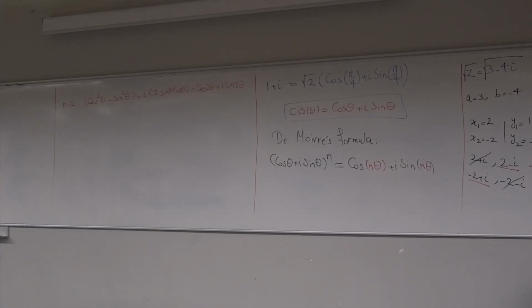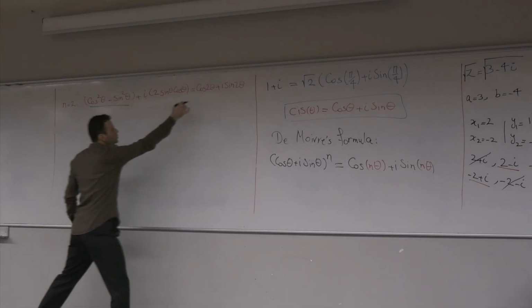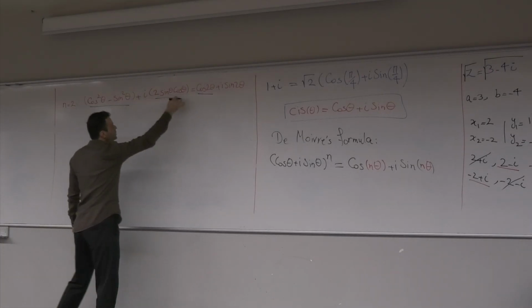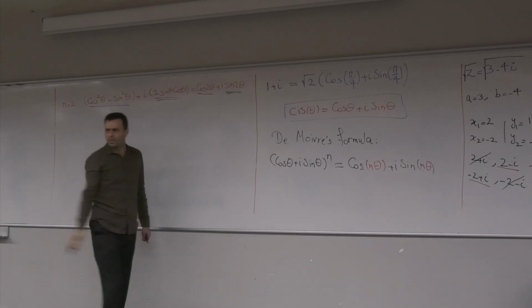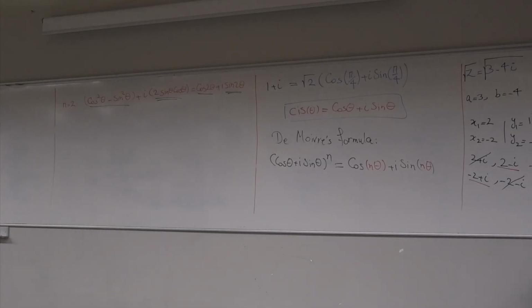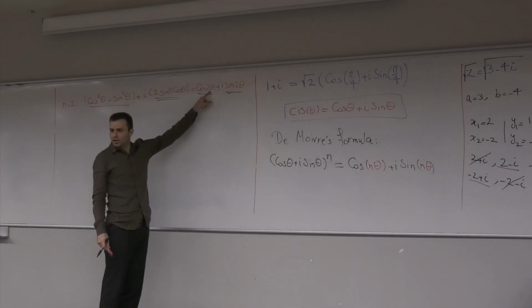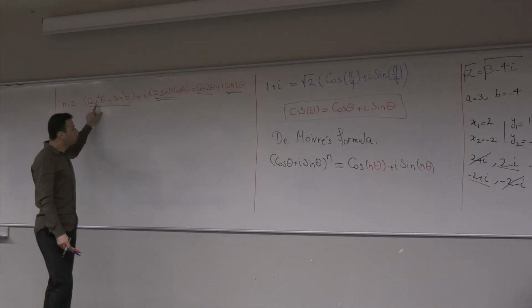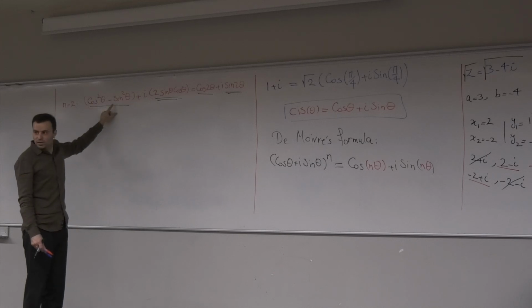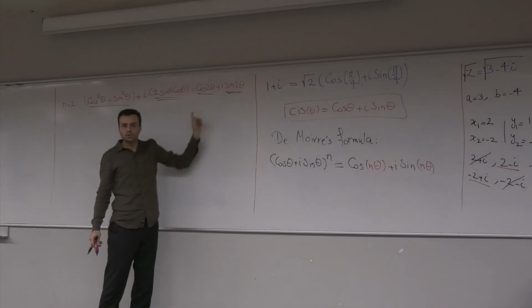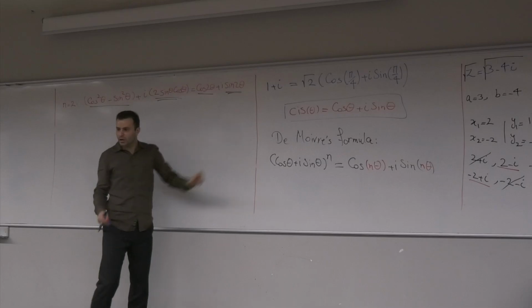We have two complex numbers which are equal to each other. What will happen then? Their real parts must be equal to each other. So this one is equal to this one. And this one must be equal to this one. What does this mean then? We are recovering the formulas for cosine of 2 theta and sine of 2 theta. What was cosine of 2 theta? Cosine squared minus sine squared. What was sine of 2 theta? 2 times sine times cosine, right?